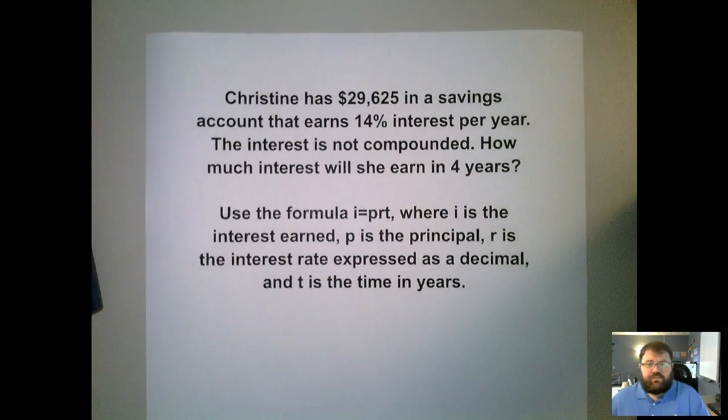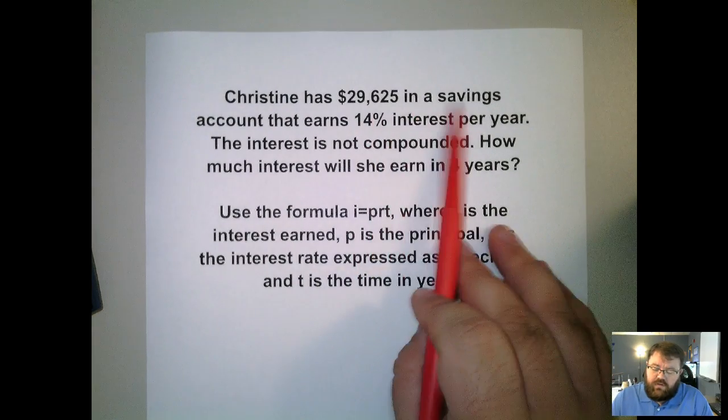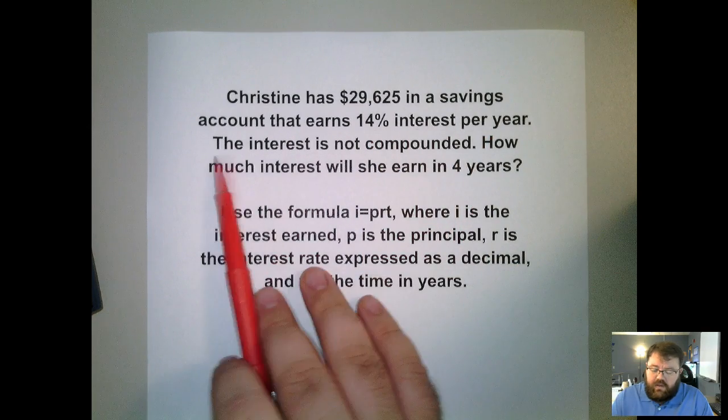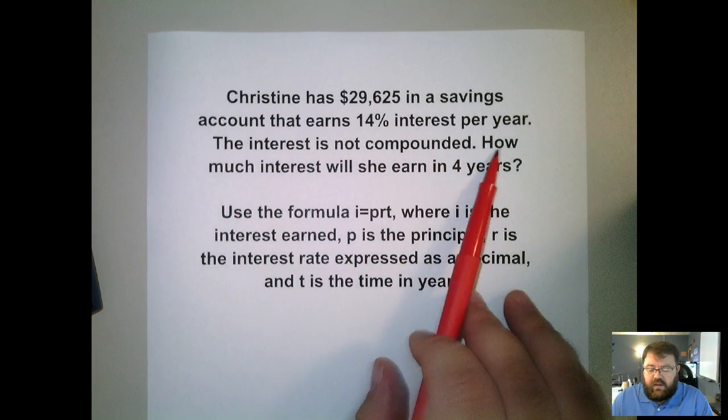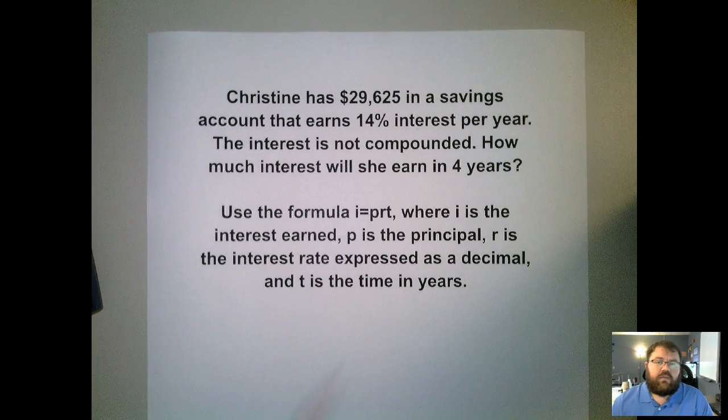All right, last question. Christine has $29,625 in a savings account that earns 14% interest per year. The interest is not compounded. How much interest will she earn in 4 years? Pause the video and answer the question.